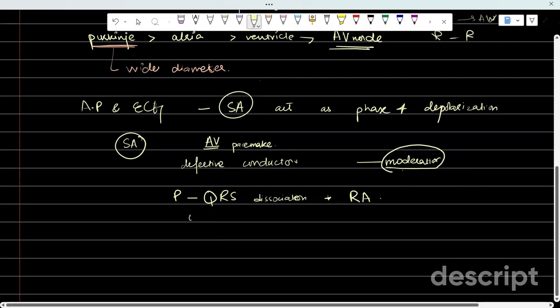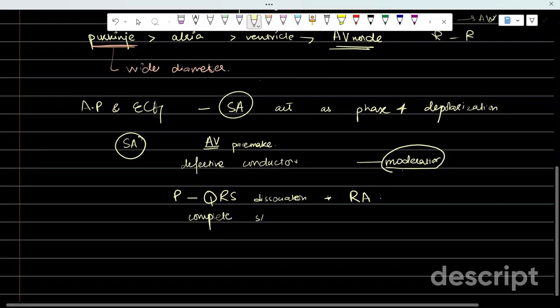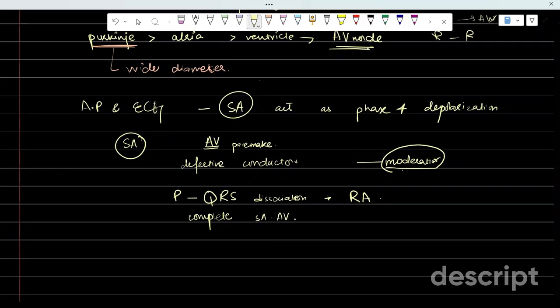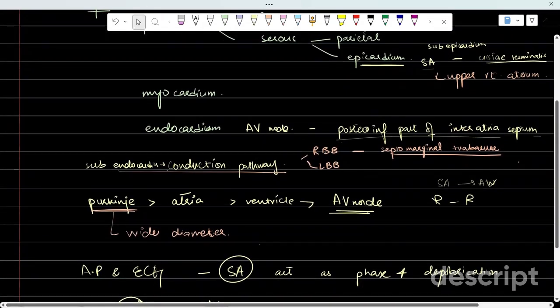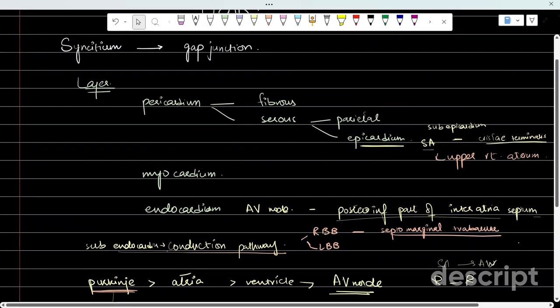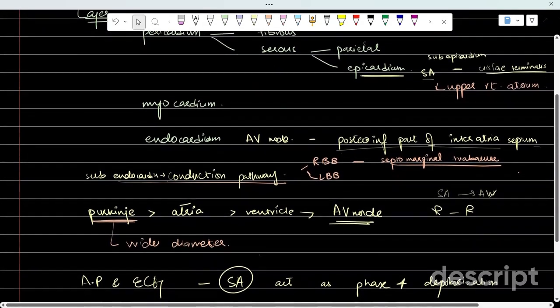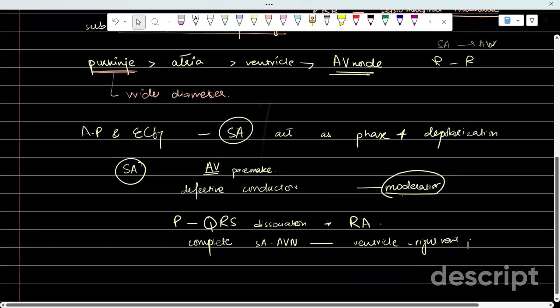If there is a complete heart block, that means SA node is also not working, AV node is also not working. So at least the ventricles should contract. The pacemaker will be placed in the ventricles, the right ventricle basically. So this was the whole structural anatomy and histology of the heart, and all of these are important MCQs.